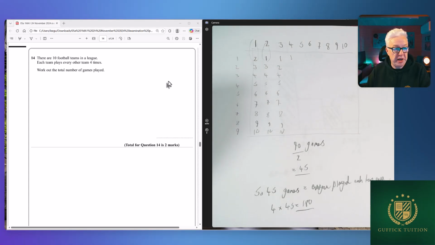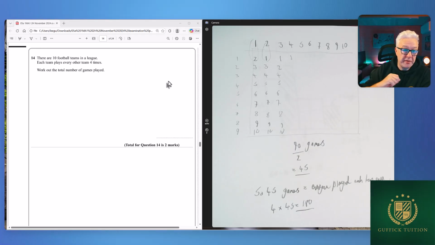Hello everyone, we've got a question here that says there are 10 football teams in a league. Each team plays every other team 4 times. Work out the total number of games that are played, 2 marks. All right, let's have a look.